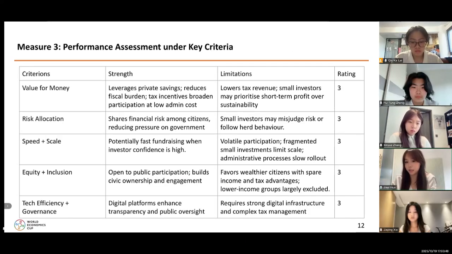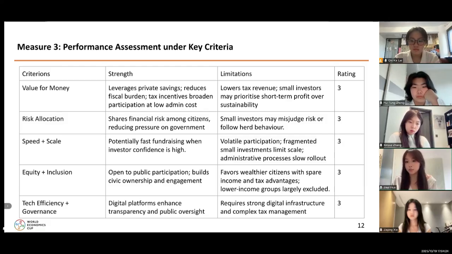In terms of value for money, each public subsidy crowds in multiple units of private capital, reducing government expenditure. However, tax incentives create opportunity costs through lower tax revenues and foregone spending elsewhere, with potential inefficiency if investors are purely profit-driven. For risk allocation, financial risks are shared across many small investors, improving fiscal resilience, though information asymmetry may lead to moral hazard or herd behavior since retail investors often struggle to assess technological and construction risks.